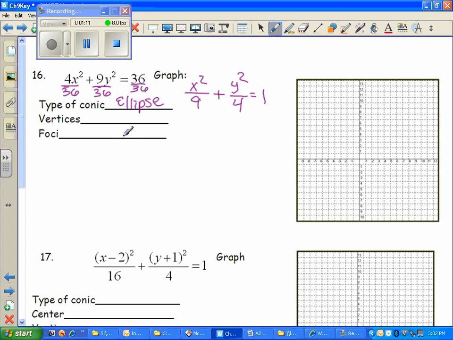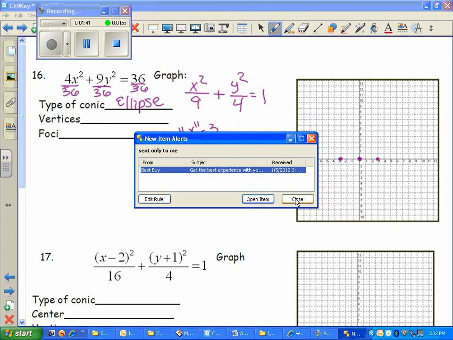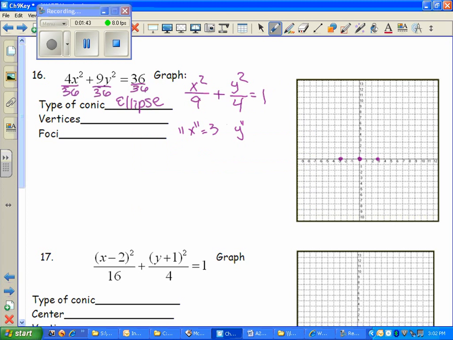And I'm going to graph it, and then I'm going to fill in the vertices and the foci. It does not have parentheses, so I know that I'm centered at 0, 0. The number under the x squared is 9, so my x number, which is my horizontal movement, is 3. So I need to move horizontally 3 to the right and 3 to the left. I don't know yet if they're my vertices or my co-vertices. Let's look under my y. I have a 4 there under the y squared, so the y number would be 2. So I need to move vertically up 2 and down 2.